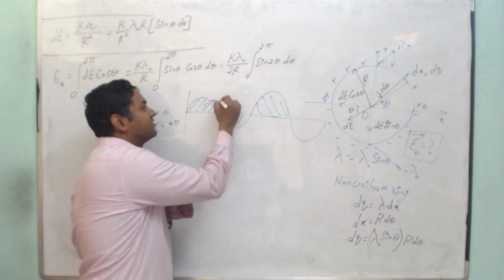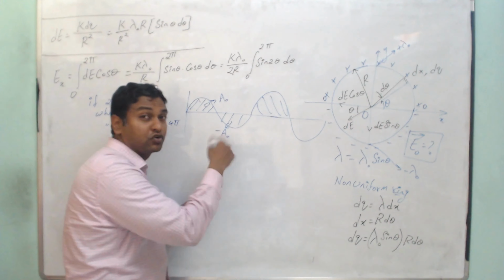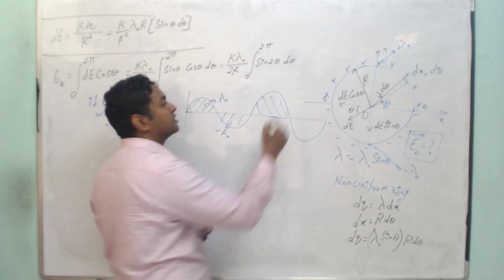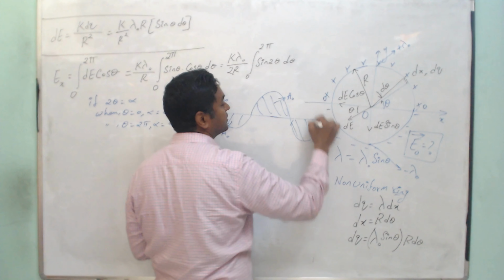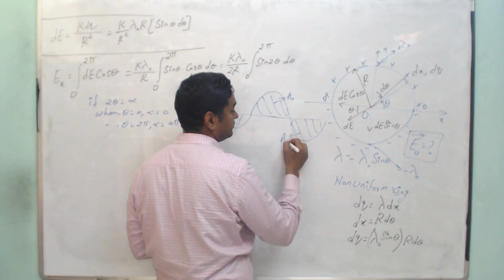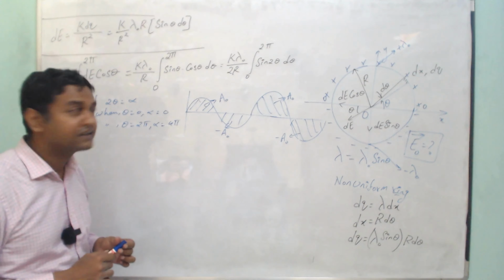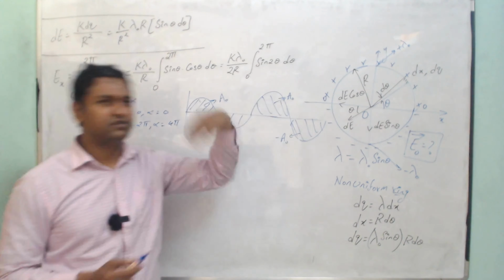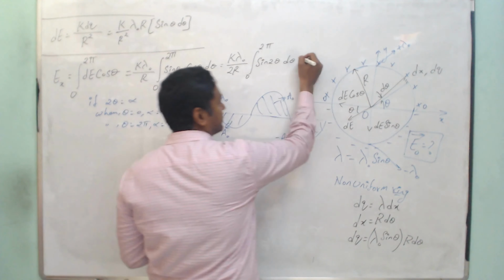If this area I will take as some A naught, this area automatically will become minus A naught because it is in the negative direction. Similarly, because of symmetry, this becomes A naught and this becomes minus A naught. Clear? So we can do all these substitutions, integration, upper limit, lower limit, and eventually I'll get it as 0.